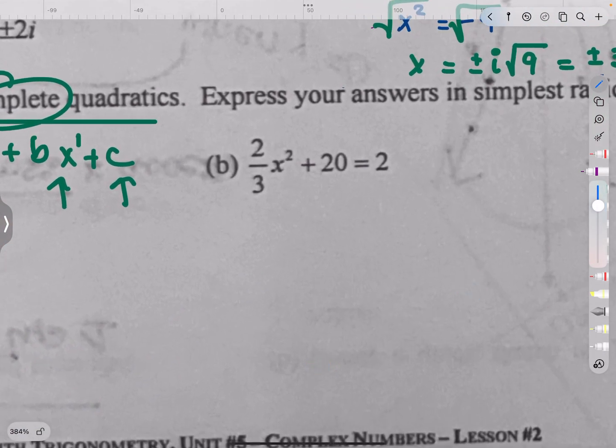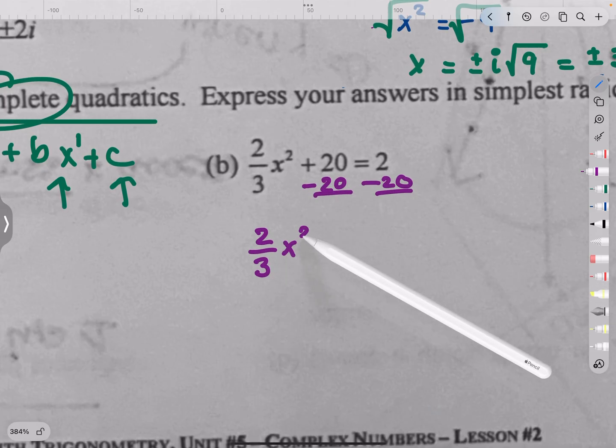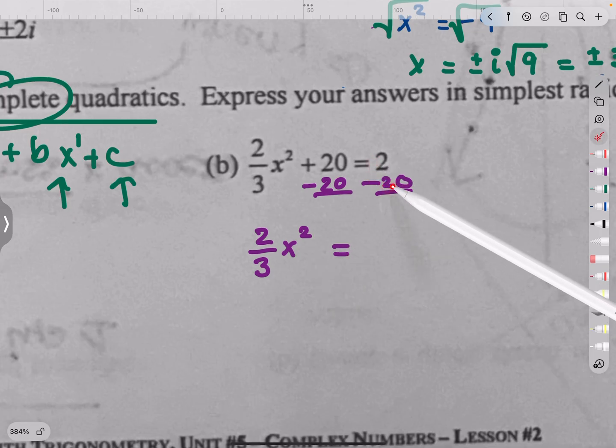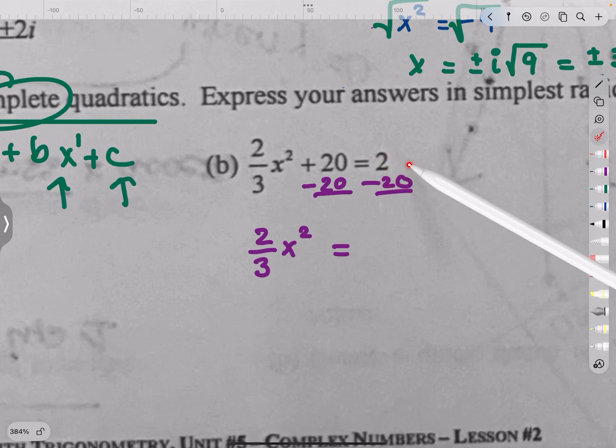Same deal here. If you want to pause it and try it on your own, do that. But just try and get the x squared alone first. So here's the work I do. I go minus 20, minus 20. 2/3 x squared equals, some people have a hard time with this, opposite sign. So just do the big number, subtract the small. 20 minus 2 is 18. Keep the sign on the bigger one. Negative 18.